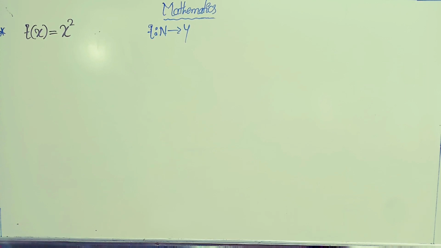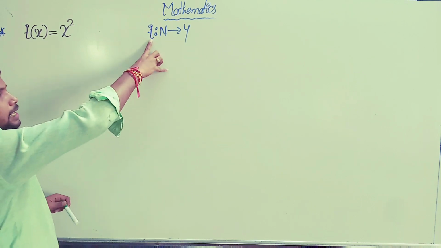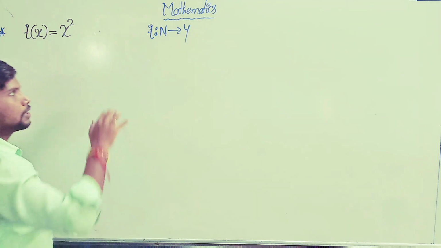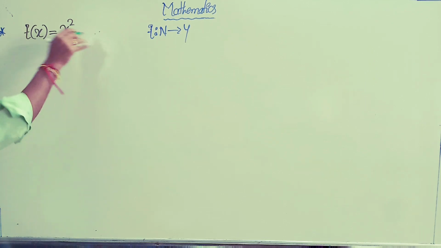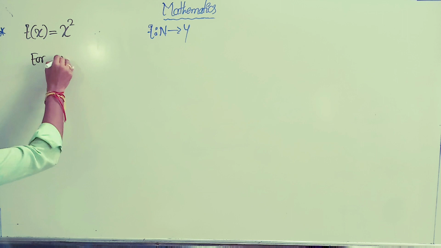Observe the next example, a very simple example. It is f of x equal to x square, and in the question they have given f from N to Y. N is nothing but the domain, natural numbers, and the range will be a set Y. Again, I need to check for 1-1, onto, as well as inverse.